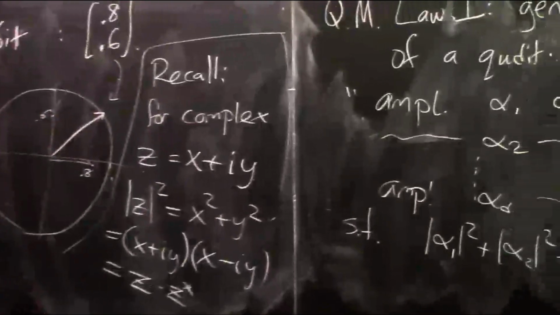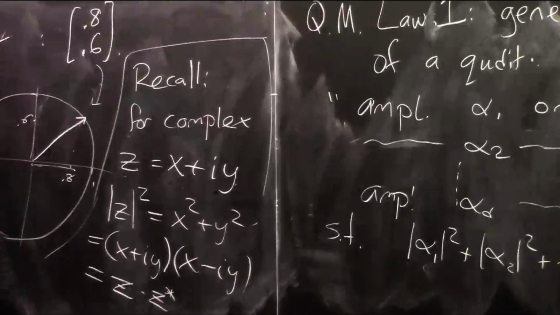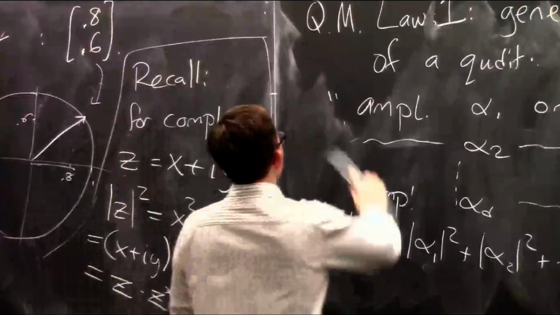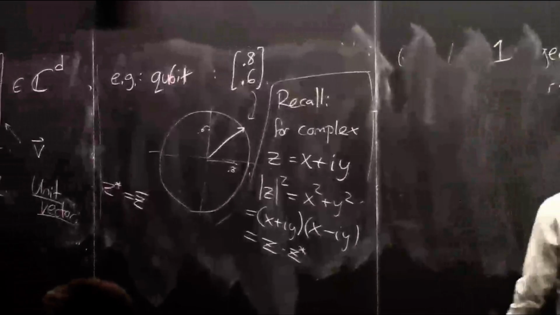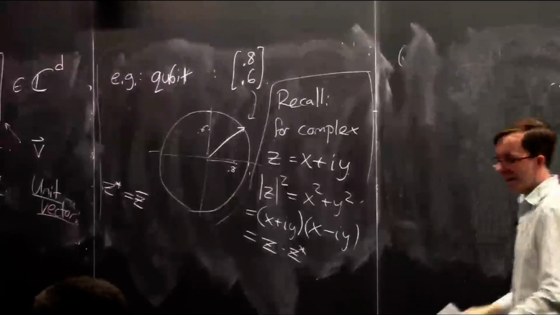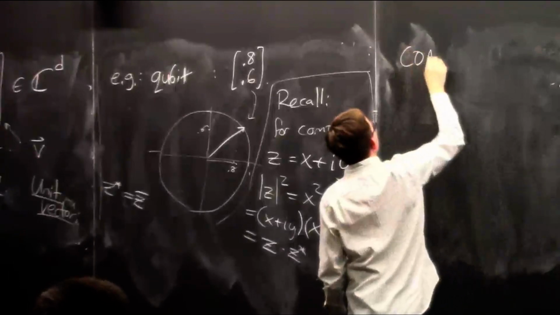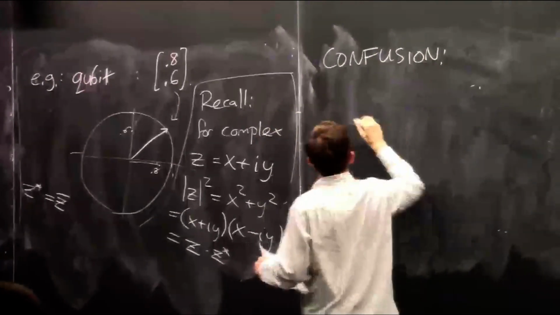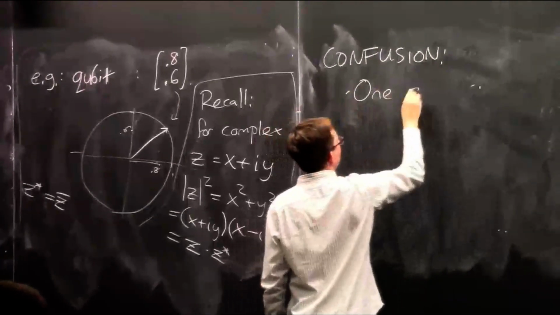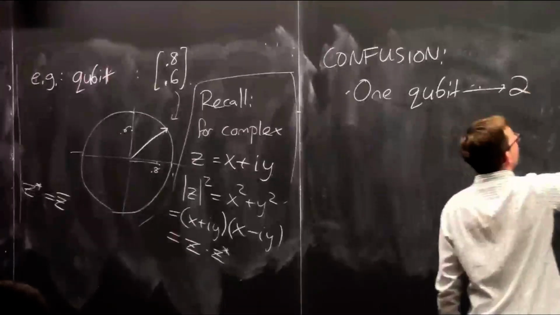As I said, I'm going to try to focus on just real amplitudes. But I bring this up now with this picture on the board to stress the most annoyingly confusing thing that happens in the elementary math of quantum mechanics and qubits. Okay, confusion. On one hand, we really like to think of one qubit as being defined by 2 numbers, right?